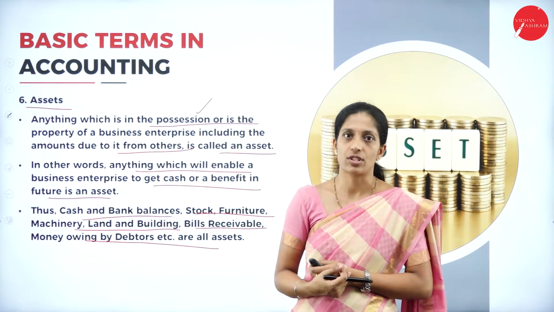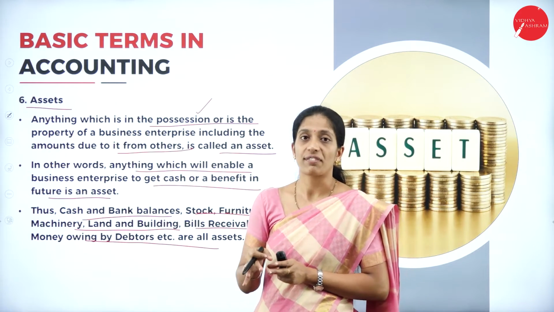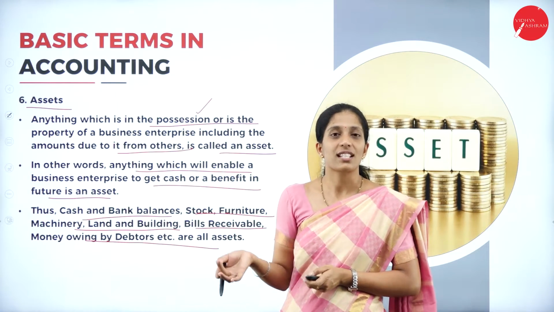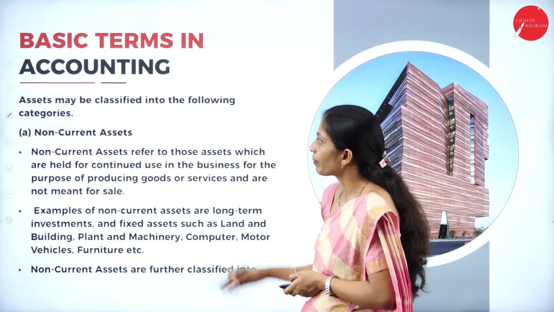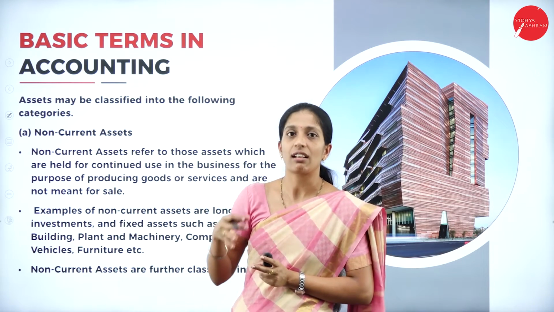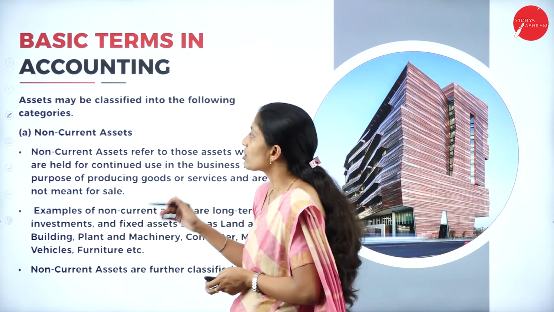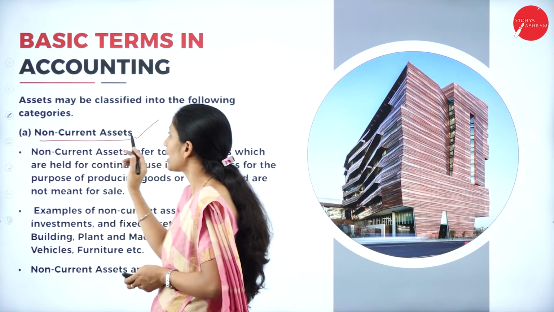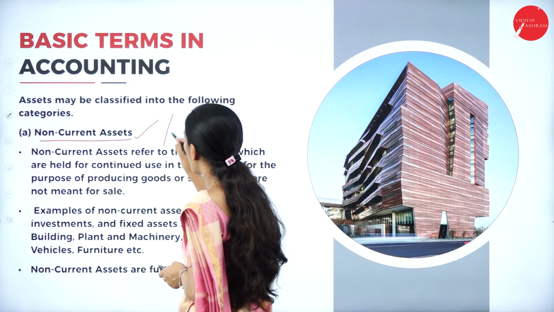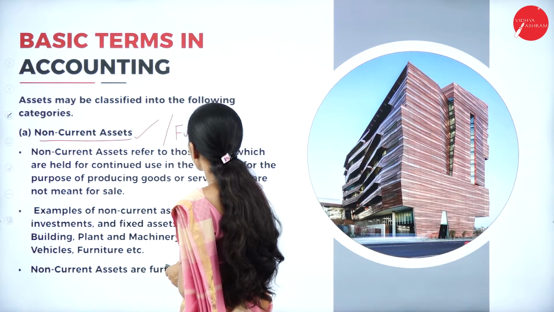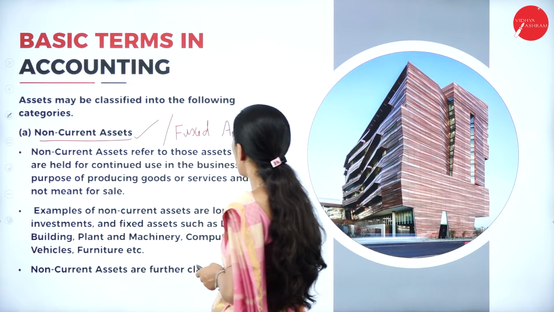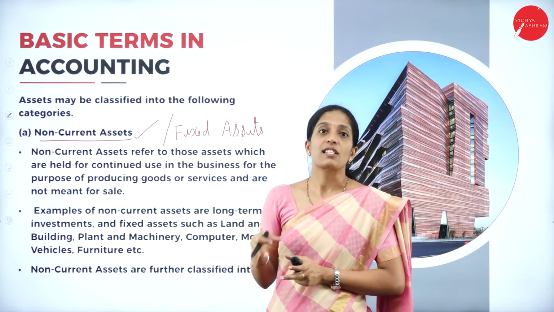Let us see, there are mainly two types of assets here. These are all the examples for assets. Now let us see the two types of assets. Assets may be classified into the following categories. There are mainly two types, and other than that there are subtypes also. Coming to the first type, non-current asset. Now what do I mean by non-current assets? We also call it fixed asset. So non-current assets are also called what? Fixed assets.